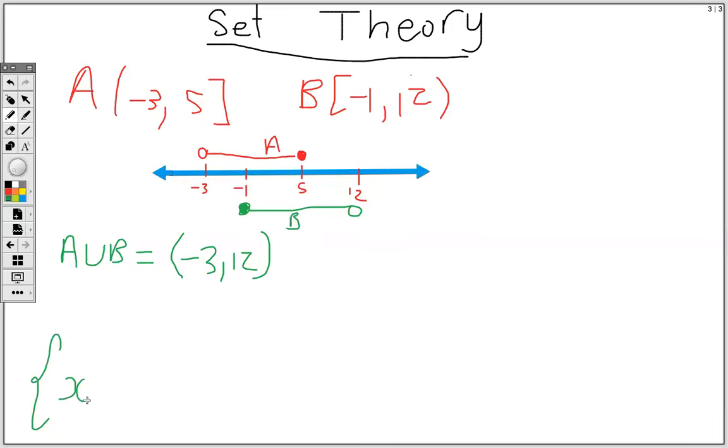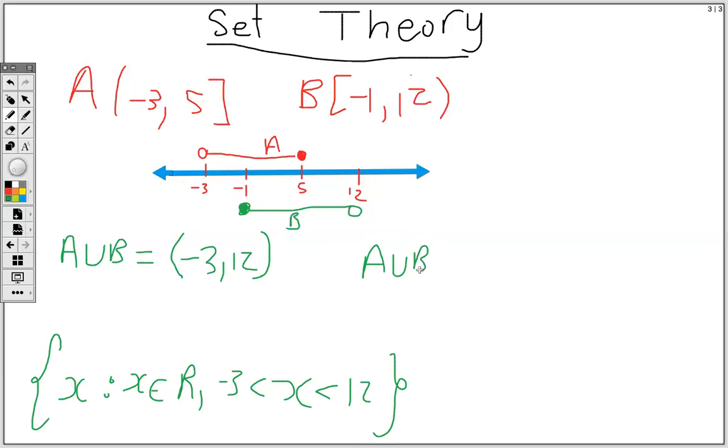Now, if I want my set builder, we'll have x is such that x is an element of the real number system. And because we have two numbers, we're going to have x is greater than and less than. Now, because of these curved brackets, I will not have any equal to here. So I'll have x is greater than -3, but less than 12. Now, suppose that we have A union B complement.